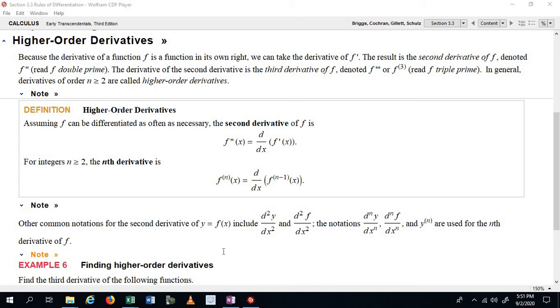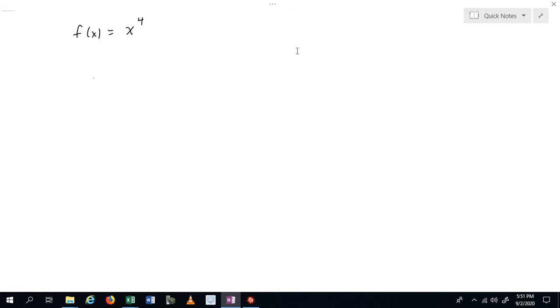Hello again. In this video, we're going to look at higher order derivatives. And so to introduce this idea of a higher order derivative, let's just look at an example. Okay, suppose you have some function f of x equal x to the fourth power.